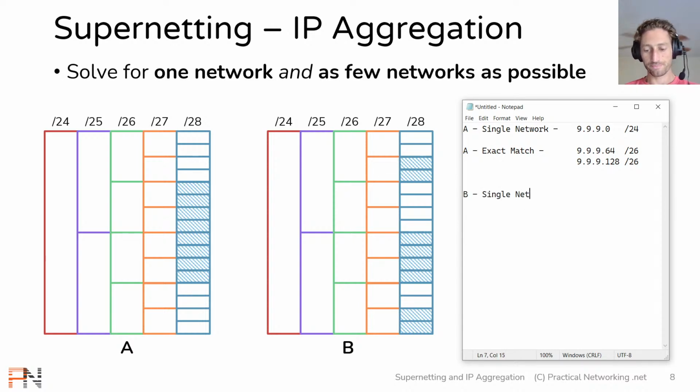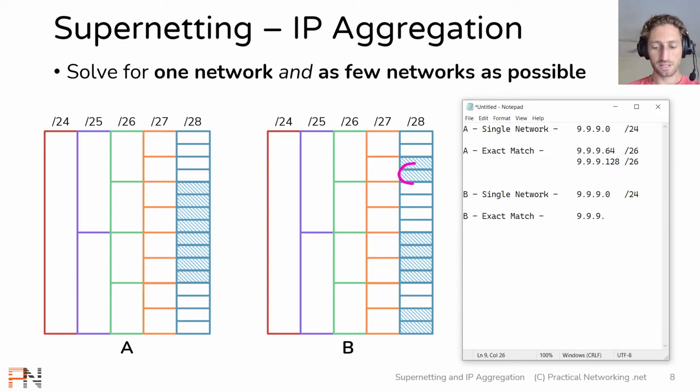For B, if we were trying to match everything to a single network, we can't use /25s because we are in two different /25s, which means we have to resort to the /24. So the answer for problem B for a single network is also 999.0/24.